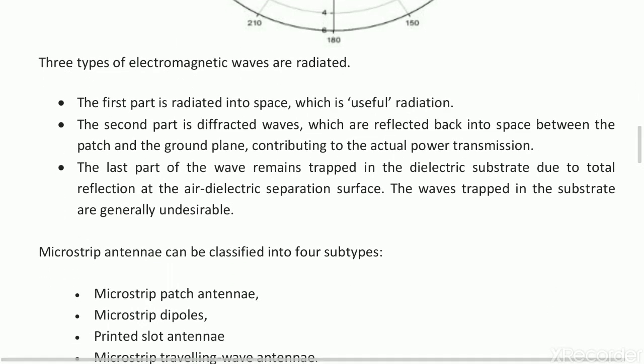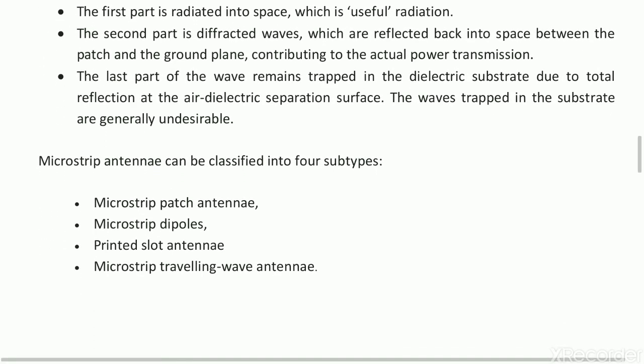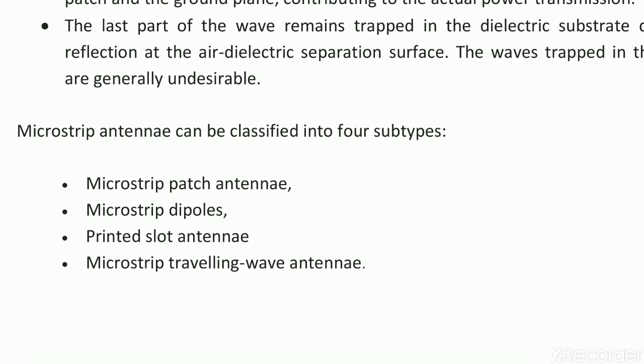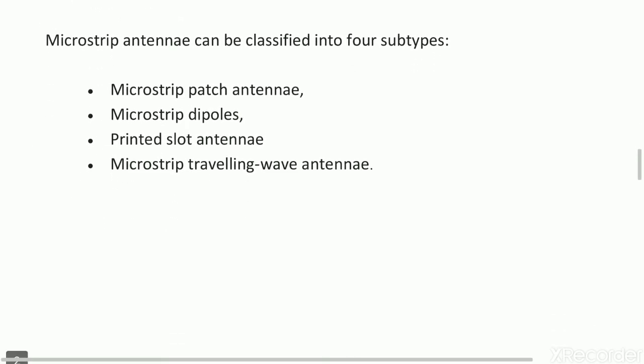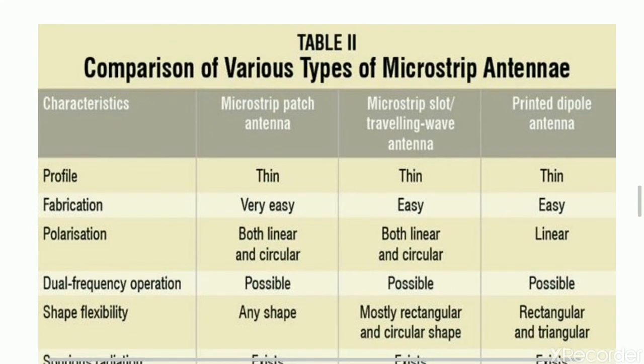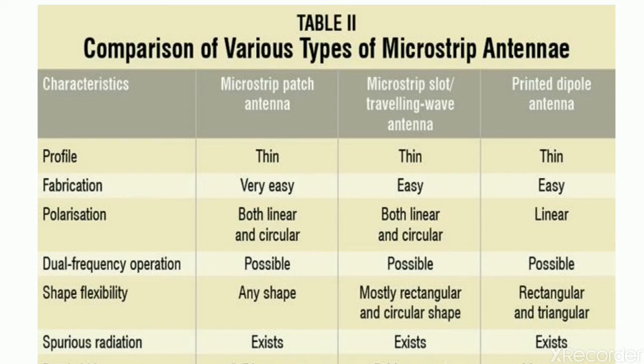There are some subtypes of microstrip antennas. This is the basic concept. The first type is the microstrip patch antenna. The second one is the microstrip dipole. The third one is the printed slot antenna. And the fourth one is the microstrip traveling wave antenna. We will see the basic comparison between them. It's very important. There is one table which shows the comparison of various types of microstrip antenna.